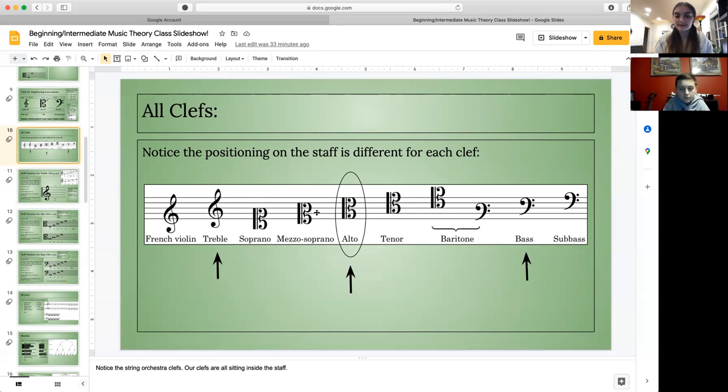And then if we look down here at mezzo soprano, which is not too common to see, what would this middle line be? You have to think about it. If this is C, the middle line would be F? You're so close. G.